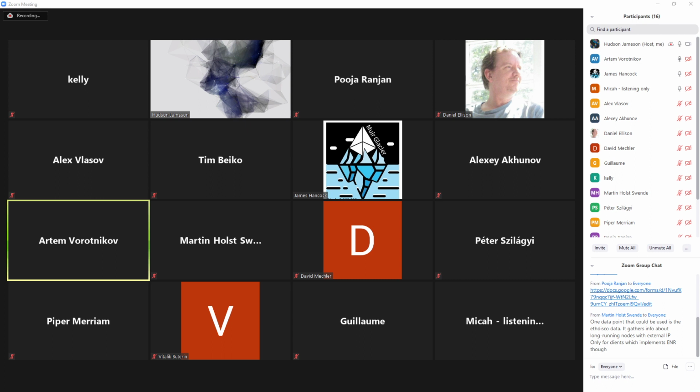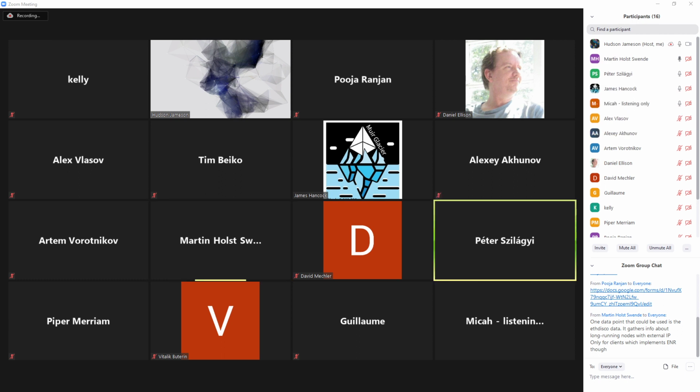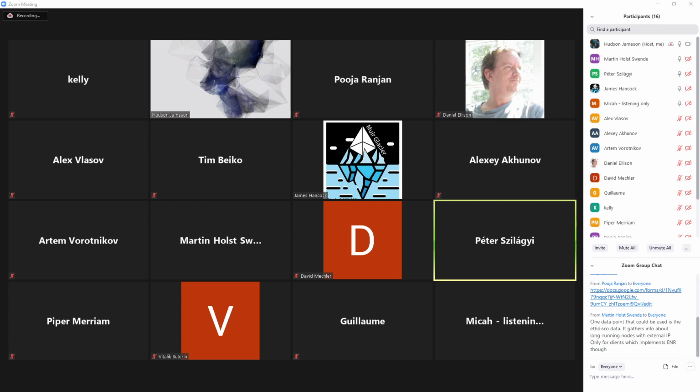Also, does the ENR crawler differentiate between light clients and full clients? I would say yes, but maybe Peter, you know better. Does ENR information contain whether it's a full node or a light node? Light nodes are not advertising ENRs. It doesn't make sense for a light client to advertise it because those connections are ephemeral, they come and go. The point of ENRs is to be a stable list of reliable peers in the network.